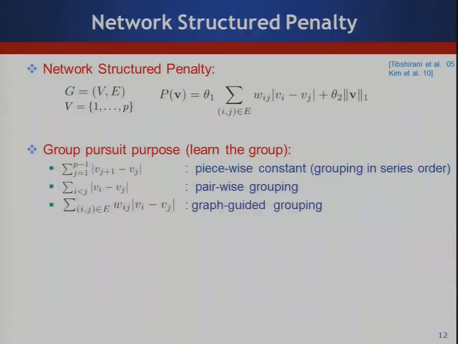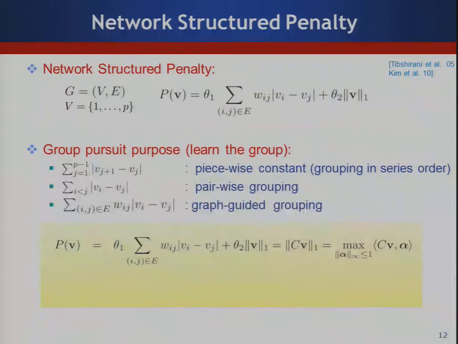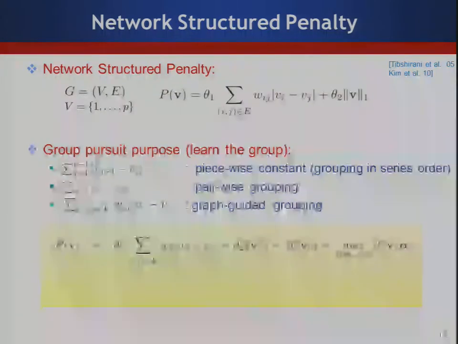And here we use the graph-guided grouping, where you have prior knowledge of the graph. If two vertices are not connected by an edge, we don't put a penalization on them, so they are likely not in the same group. So optimization for this one is also very similar to the previous. Basically we do a bit of reformulation.